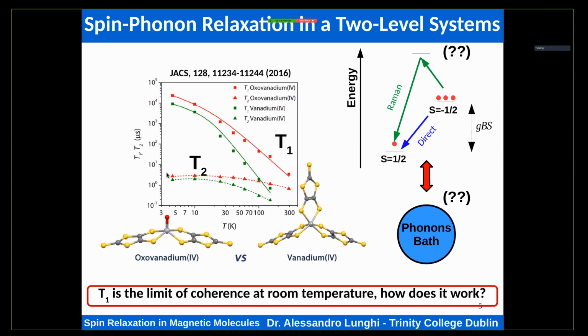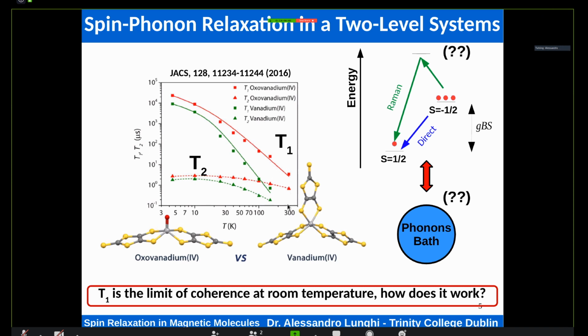So you see T2 is almost constant here at low temperature. However, if you increase the temperature enough, eventually T1 becomes the bottleneck for coherence time as well. So T1 is going to be the target of this presentation, and it's important to understand which are the processes behind T1 if you want to operate quantum computation at ambient temperature.